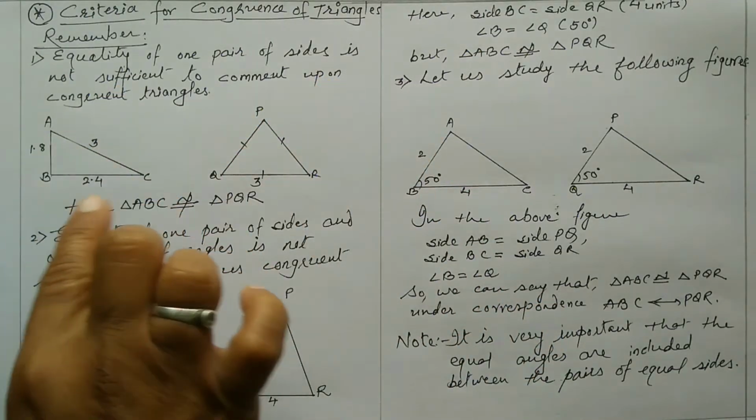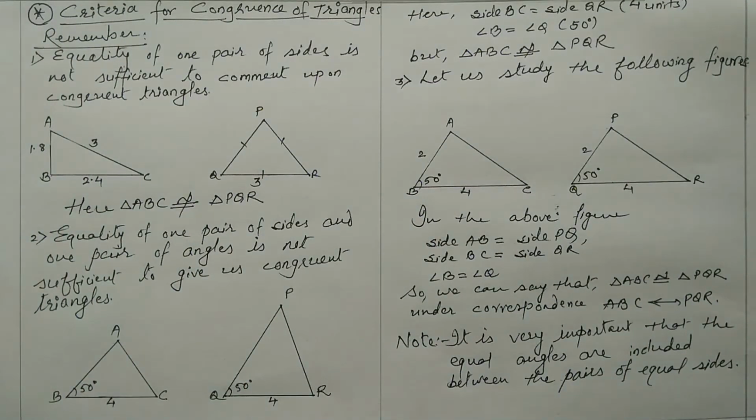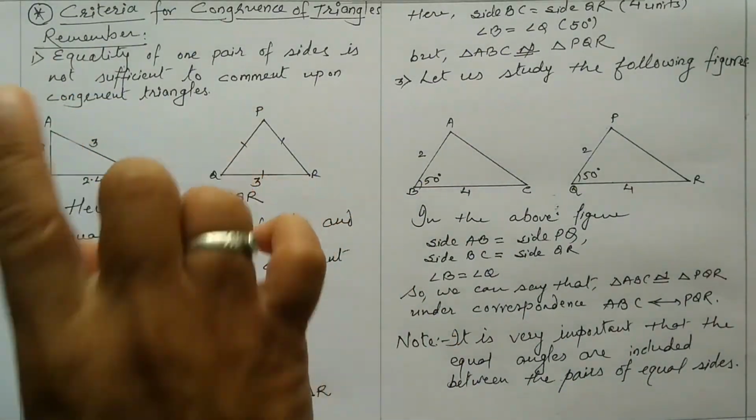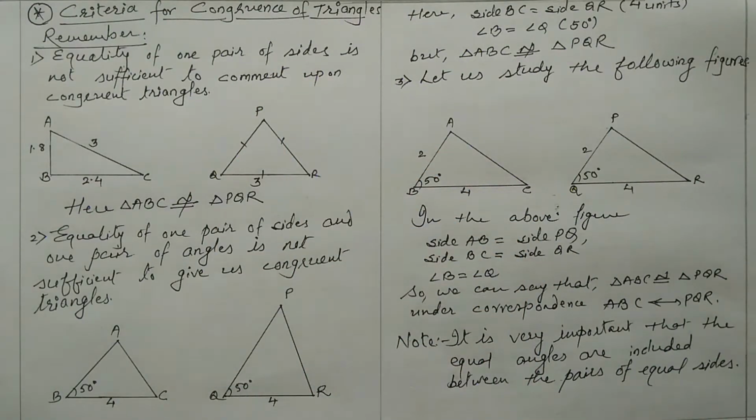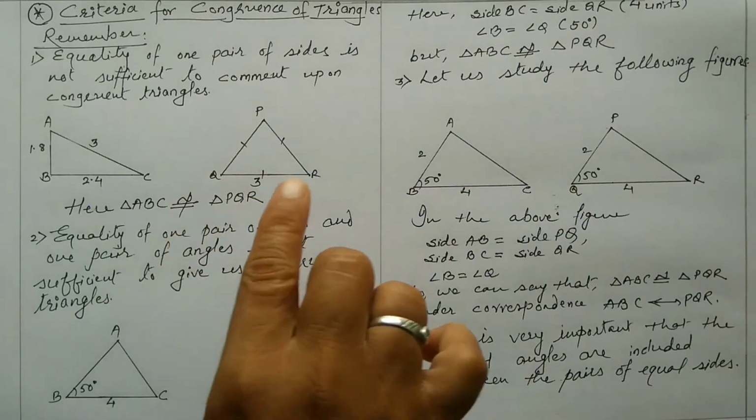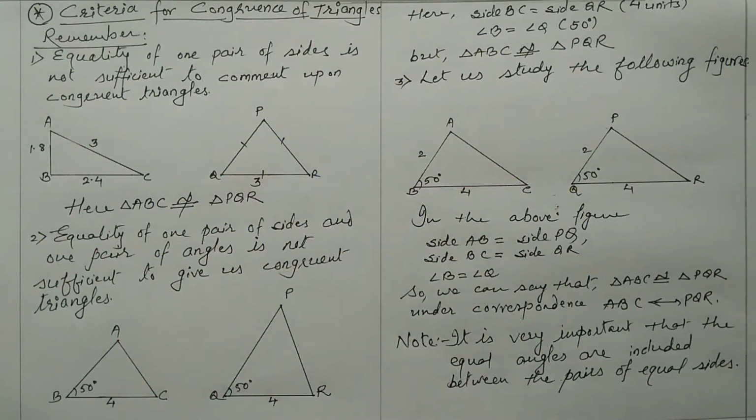You can see here ABC is a scalene triangle with one side 3 centimeter and triangle PQR is an equilateral triangle with all sides 3. Okay, so you cannot say ABC is congruent to PQR. Second point, equality of one pair of sides and one pair of angles is not sufficient to give us congruent triangles. यहाँ देखो triangle ABC और PQR आपको दिखाई दे रहा है.